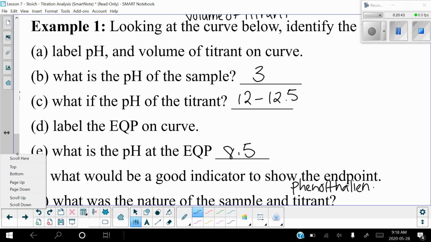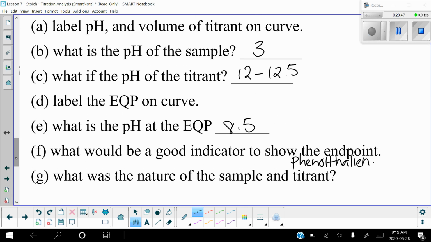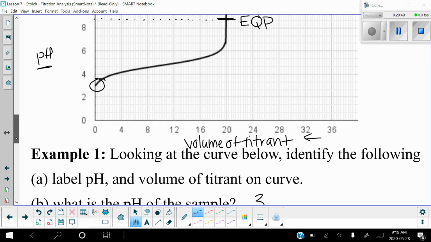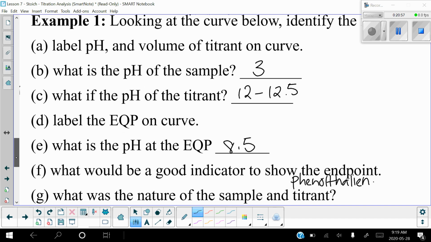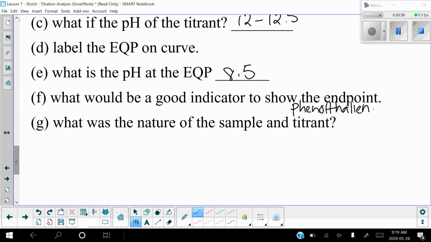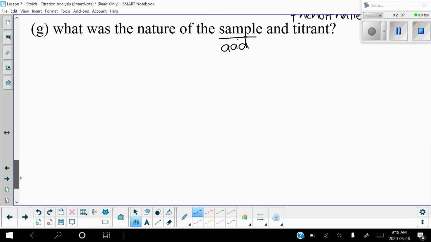And we are not going to answer the last question. Actually, we can go for it. So what is the nature of the sample and the titrant? So the sample is a weak acid. It's above 3. So we're going to say sample is acidic and titrant had a pH above 7. So we're going to say that it is basic.